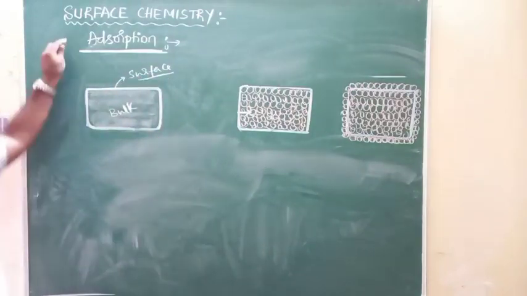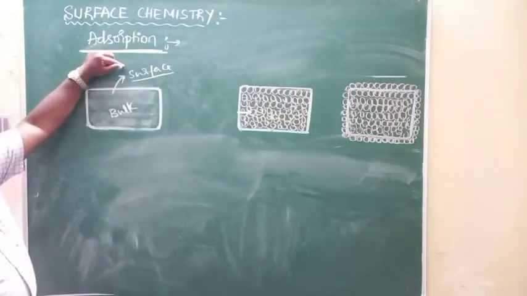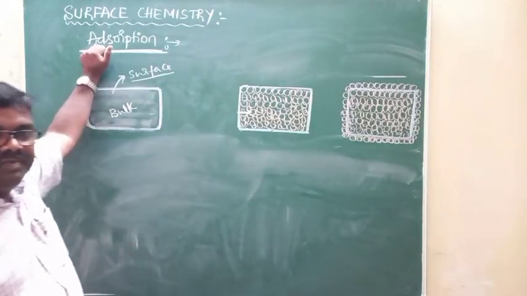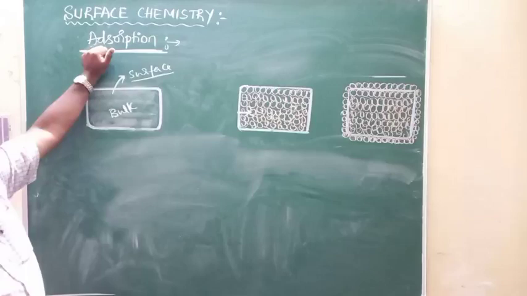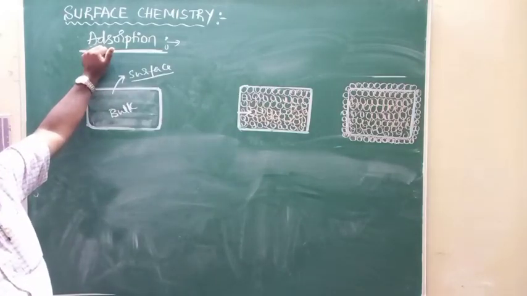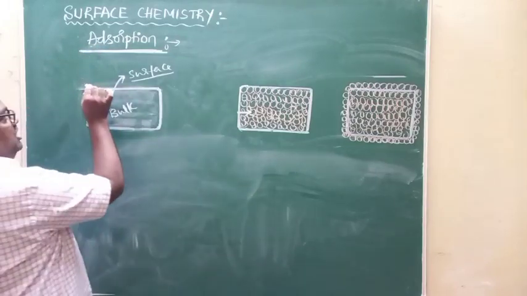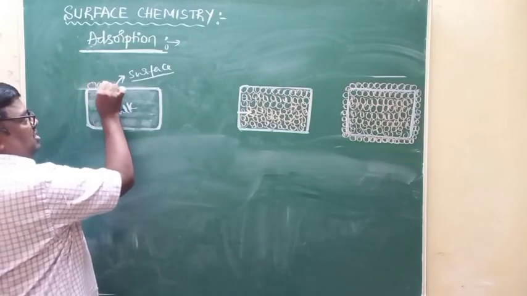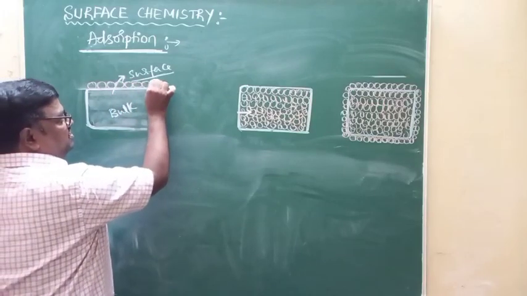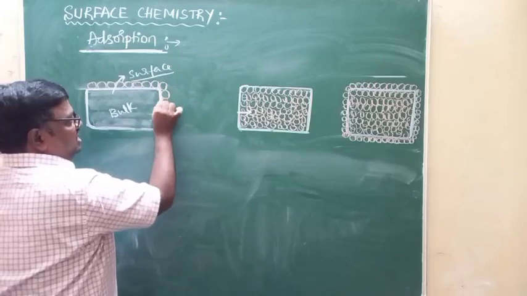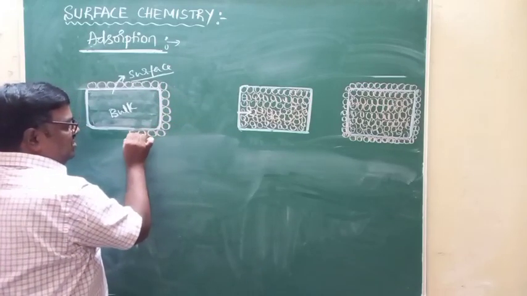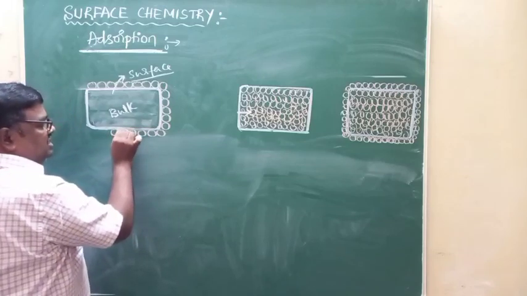As far as adsorption is concerned, adsorption refers to the process of accumulation of molecules of a substance on the surface rather than in the bulk of the solid or liquid. And that is called adsorption. Adsorption refers to the accumulation of molecules of a substance on the surface rather than in the bulk of the solid or liquid.